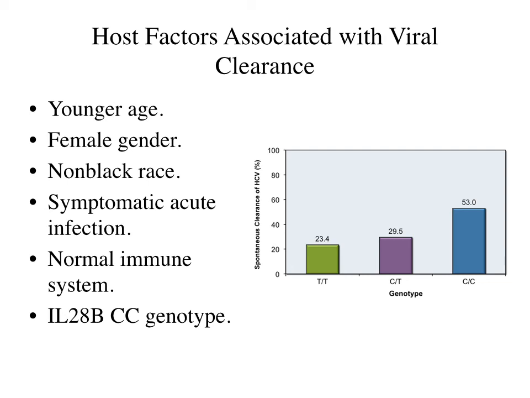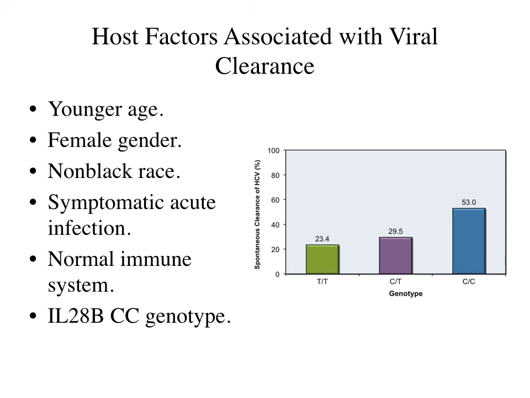polymerase, which leads to enormous genetic diversity, which in turn creates a major challenge for the host immune response. This broad genetic diversity contributes to the likelihood of developing chronic infection. But host factors are also involved in the ability to spontaneously clear the virus. For instance, people who are younger are more likely to clear the virus. Men have a higher risk of developing chronic infection compared to women.